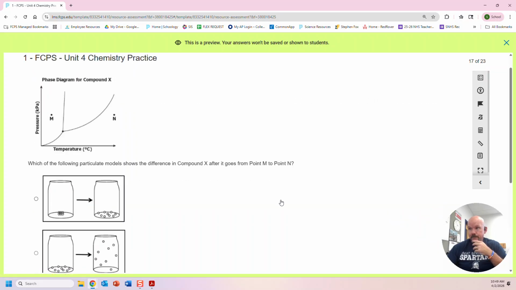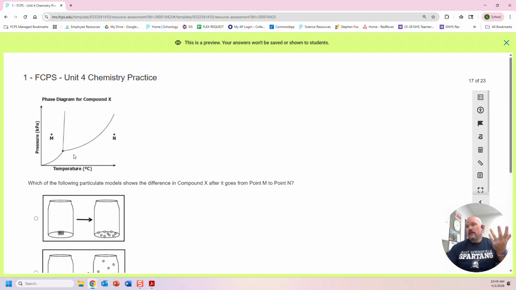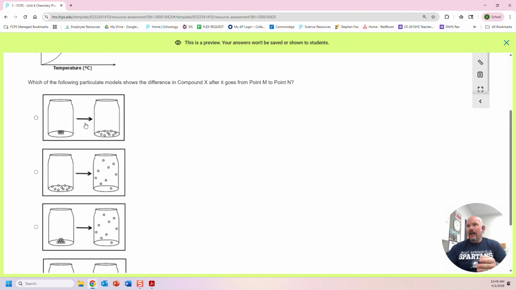Oops. Skip one. All right. So same question basically, but they want you to show the particulate diagram of the change. So it's starting as a solid and it's finishing as a gas. So what is it going to look like beforehand? What is it going to look like after? Right? So you need a solid and then a gas, right?